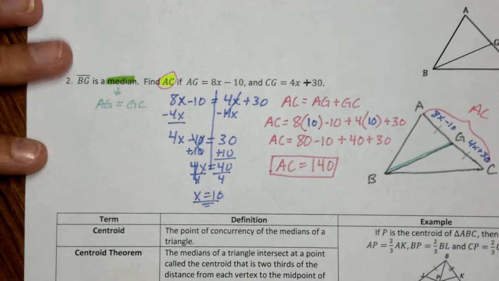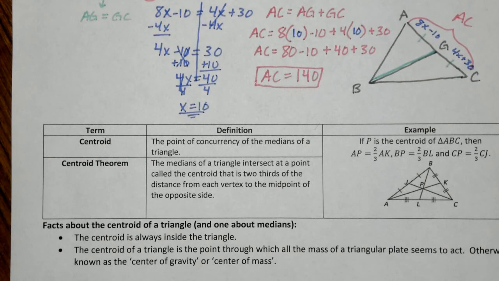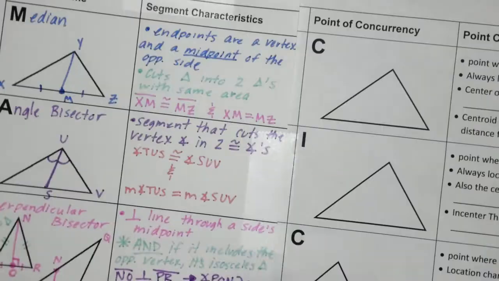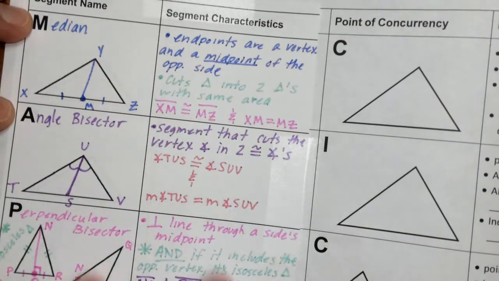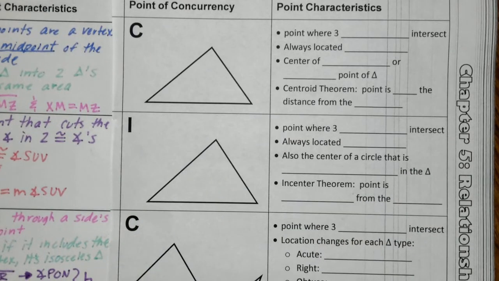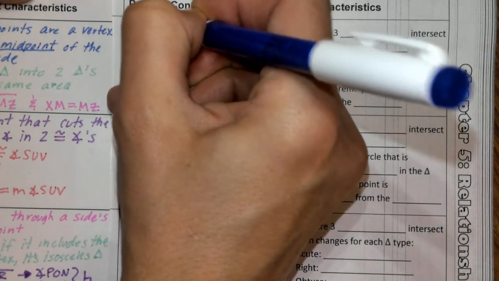Now we move on down to the centroid and what happens when you have three medians that intersect. So what we're going to do is go to the worksheet that we started filling out on the first day. Mind you, I had to tape this on because I just ended up with two different versions. We filled in the first two columns. We're going to focus now on median. So we're going to come over here to your points of concurrency. The point of concurrency for your median, as we remember from our other notes, was a centroid.